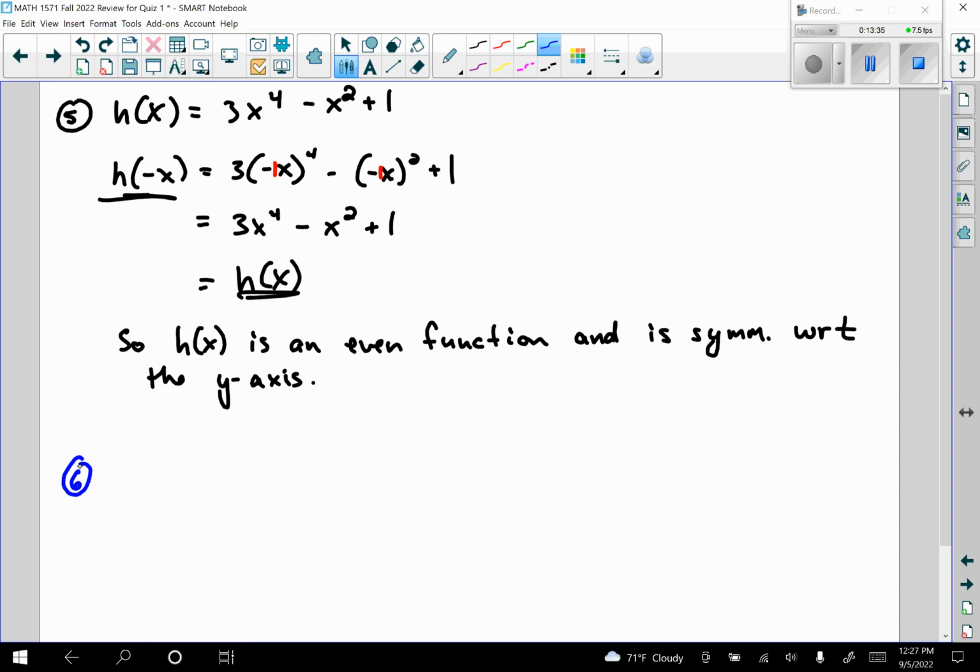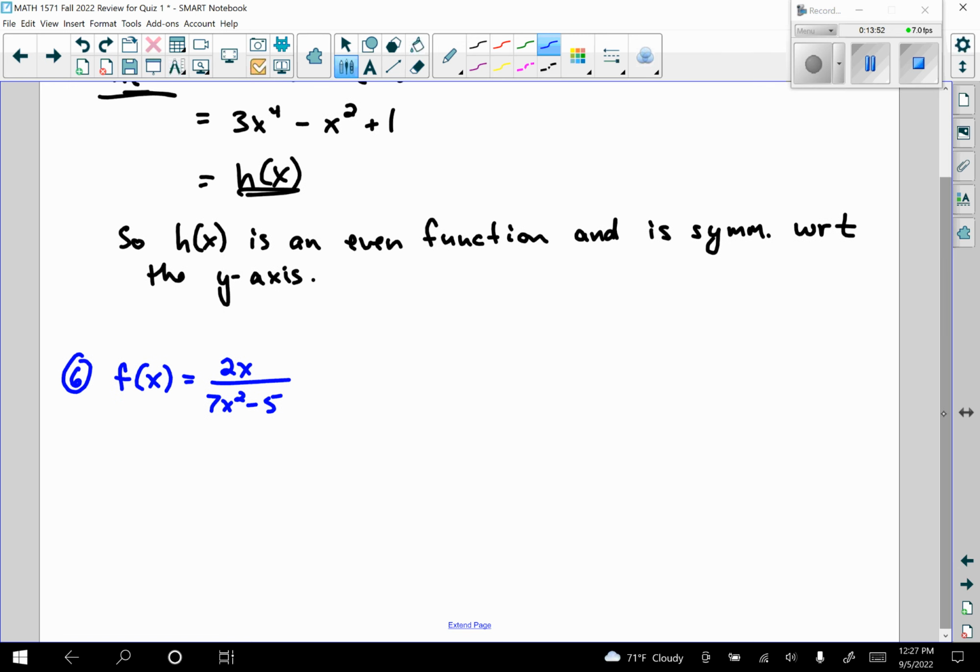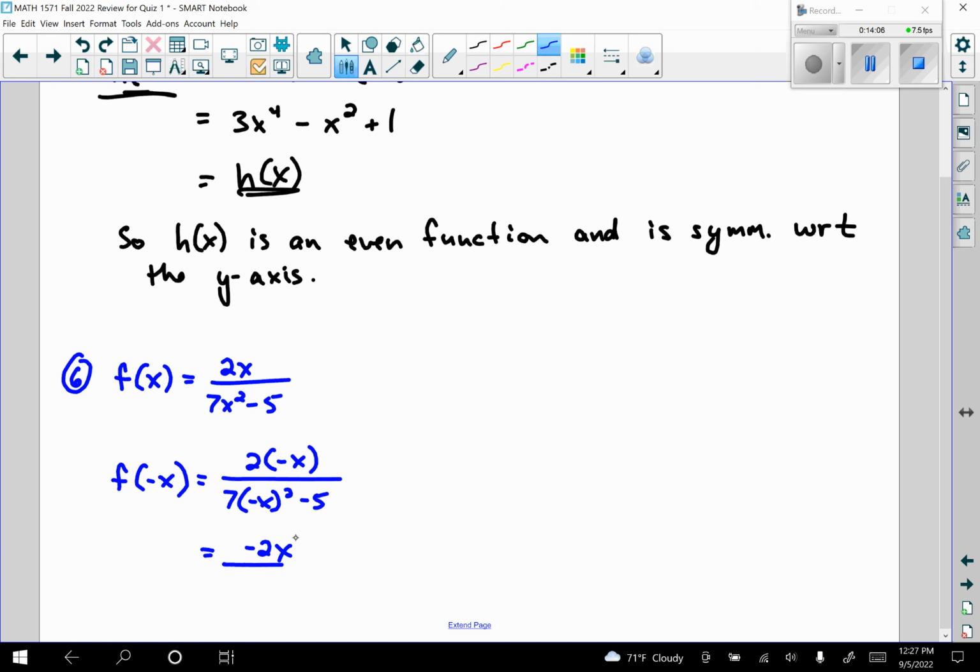For number 6, I gave you a fraction. So f of x is equal to 2x over 7x squared minus 5. So the same thing here, we want to show as we evaluate f of -x. This is equal to 2 times -x over 7 times -x squared minus 5. So the numerator turns into a -2x. Anytime we take a -x and raise it to an even power, it's going to turn back into just x to that power. So the denominator actually stays the same.